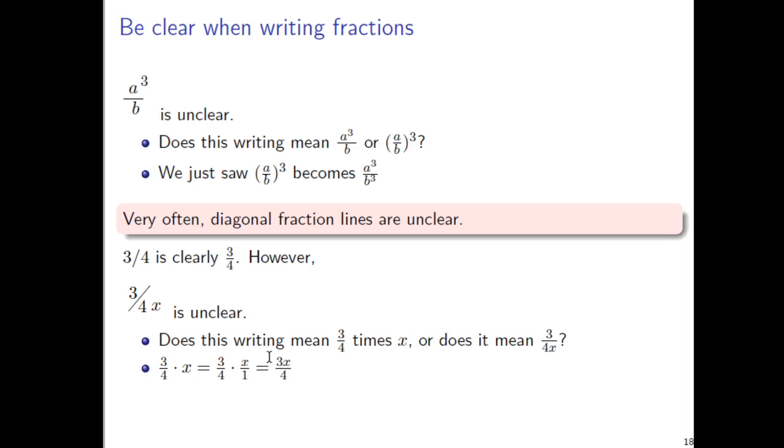So writing like this is so unclear. It's either 3x over 4 or 3 over 4x. Does the x end up in the numerator or in the denominator is ultimately what happens when you simplify. So you've got to be very careful about writing fraction lines that are diagonal because it can be unclear which of these two things you mean.